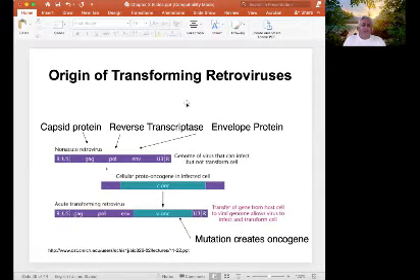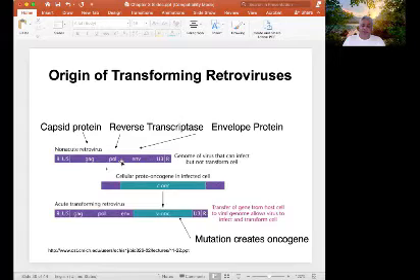So where did these retroviruses come from, right? And what do their nucleic acids look like? They have the genes for making their protein coats called the capsids. They have genes for making reverse transcriptase, and they have genes for making their envelopes. Remember, the envelope may be different to the capsid.